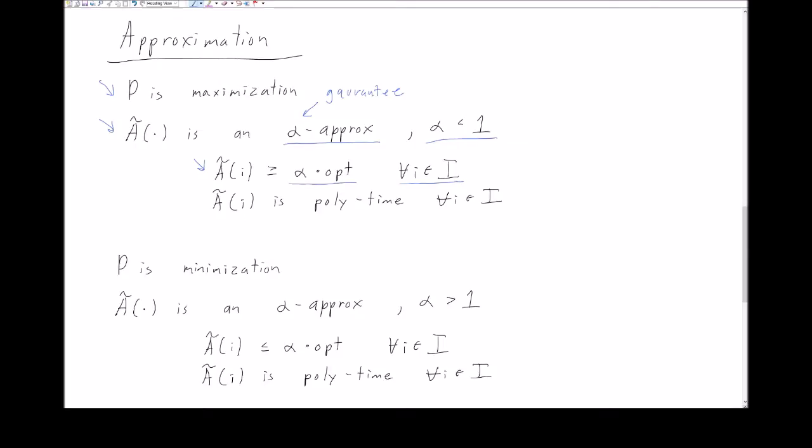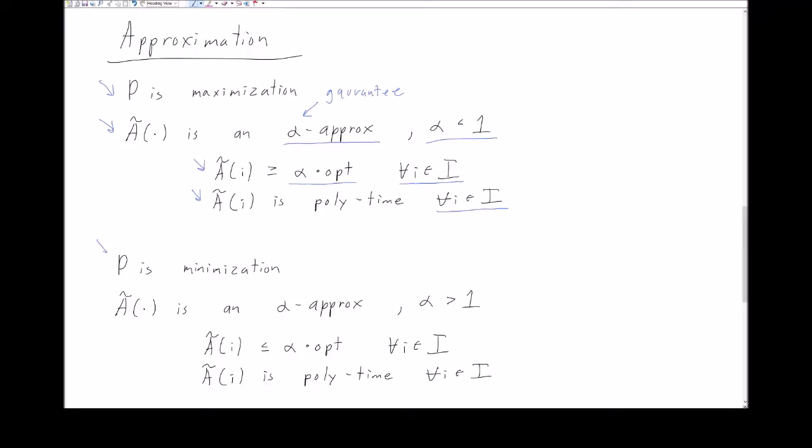And we should make sure that this makes sense. Our approximation algorithm is going to give us a solution that's at least alpha times the optimal. Alpha is less than 1. So the guarantee for our approximation algorithm is not that it's going to get us better than optimal, but something slightly worse than optimal. That's why we call alpha our approximation guarantee. Also, crucially, A tilde is going to run in polynomial time for every instance. This is all for when P is a maximization problem.